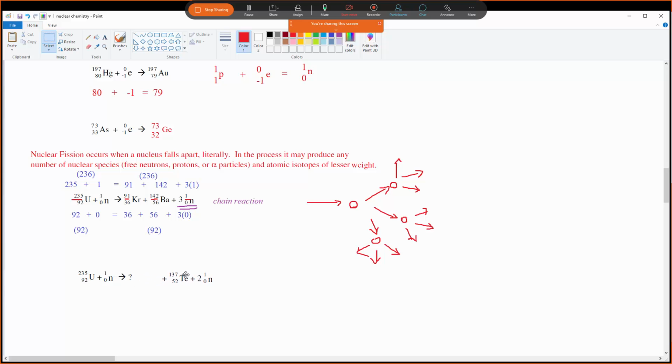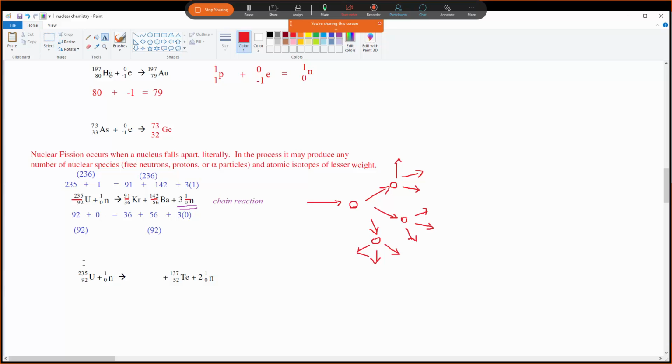It's not like a chemical reaction where it has to meet these rules for where the electrons go and how they get shared. Instead, it's just going to be like, I'm going to fall apart into something that feels more comfortable, and there's multiple ways to do that. So even though both of these start with uranium-235 hit with a neutron, they don't necessarily produce the same products. So help me figure out what else am I going to make here?